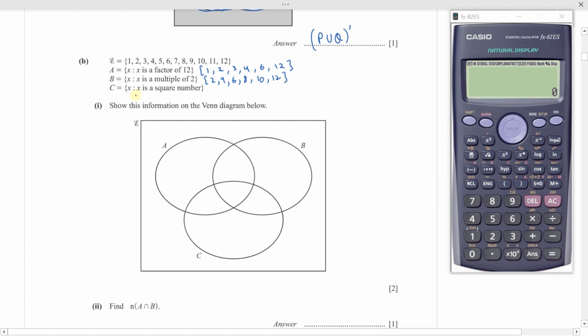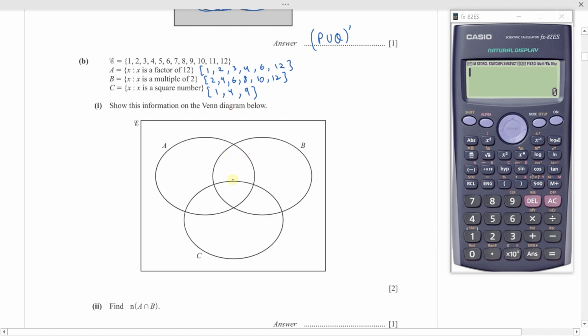And C is a set of numbers which are square numbers. So which numbers here are square? So 1 is a square number, 1 square is 1. Then 4 is also a square number, 4 is a square of 2. And then 9 is also a square number, 9 is square of 3. So these are the numbers in each of these sets A, B, and C. The next part is show this information on the Venn diagram below.